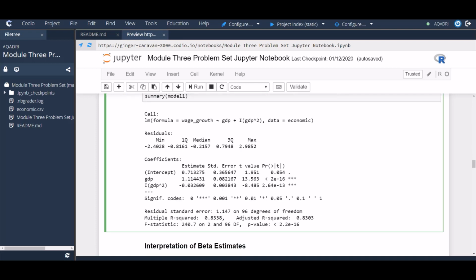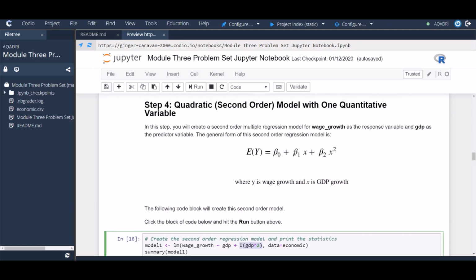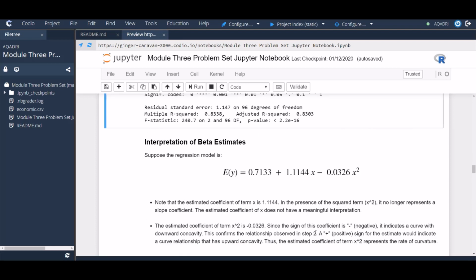Okay, and now let's move on to interpretation of the beta estimates. That's always a very important step to be able to interpret what beta 1 and beta 2 mean in this regression model. So once you have your estimates for the betas, you can plug them here and create your regression model equation. So this is what the model looks like. And the natural question now is, how do we interpret the beta estimates here?